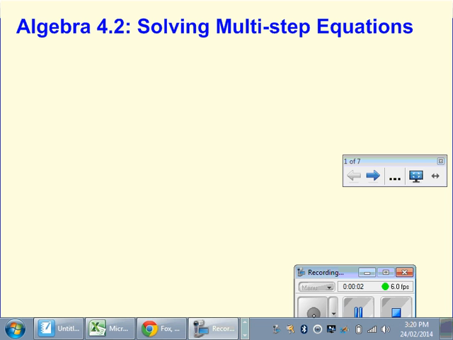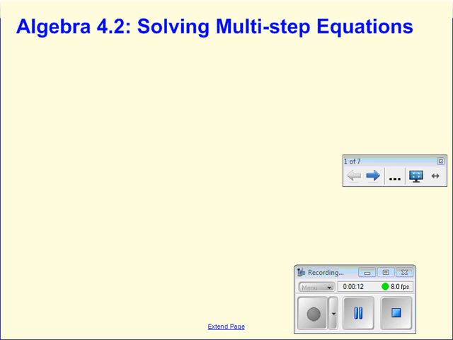In this lesson, we will learn to solve multi-step equations involving algebra. Let's say we have the expression 4x + 3 is equal to x - 5.